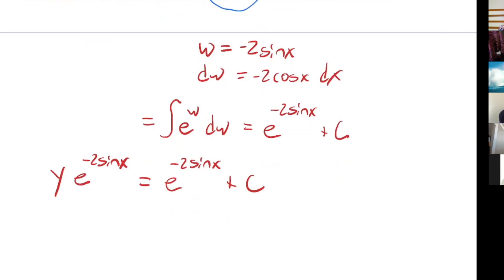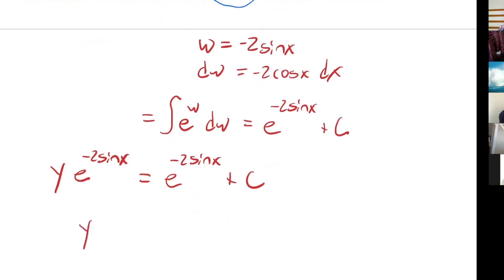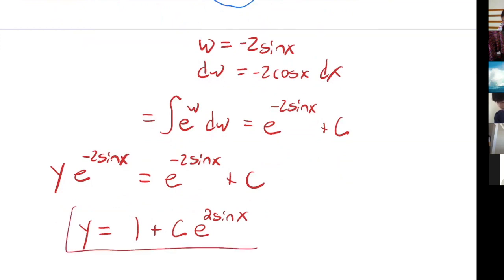And then lastly, what's left is to just solve for y by dividing both sides by e to the minus 2 sine x. So I actually get a 1 here. And I can just say, if we were to divide by e to the minus 2 sine x, it's the same thing as multiplying by e to the 2 sine x. So this would be our general solution over here.